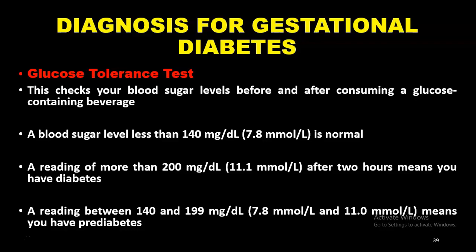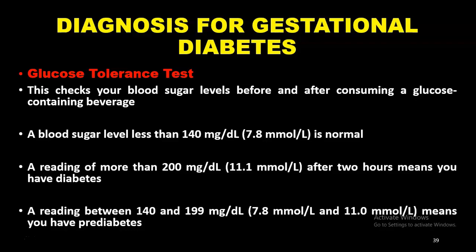Also, glucose tolerance test, which is another test for gestational diabetes. This checks your blood sugar level before and after consuming a glucose containing beverage. So before the test, you will fast and have blood drawn to check your fasting blood sugar level. After consuming the liquid, your blood sugar level will be monitored at an hour, 2 hours, and perhaps 3 hours. The amount of the glucose drink you consume and how frequently you test your blood sugar can affect the results.